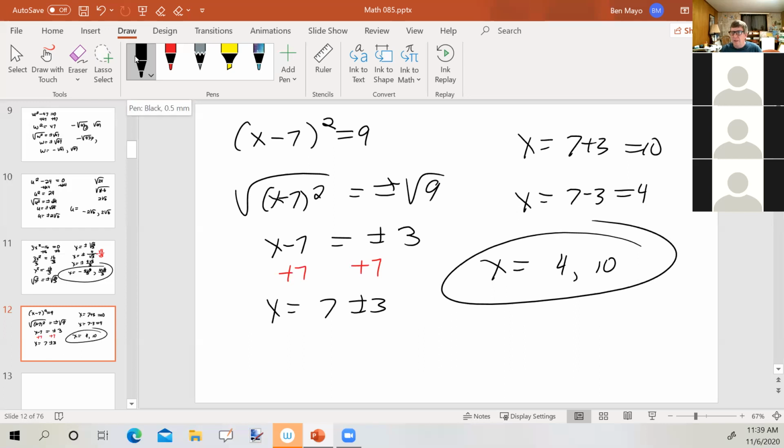Sometimes it'll tell you to write the solutions from smallest to largest. That's why I did it that way, but it doesn't always do that.